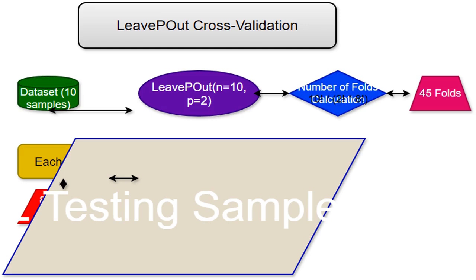In each iteration, 2 samples are kept separate to test the model's performance. This is the subset of the data the model hasn't seen during training. It's a crucial part of evaluating how well the model generalizes to unseen data.